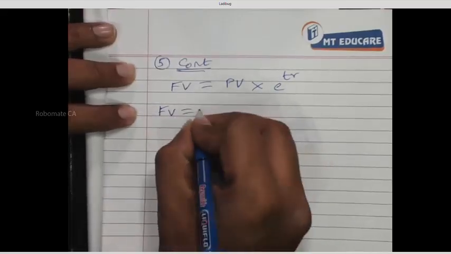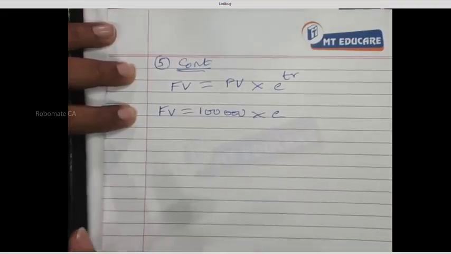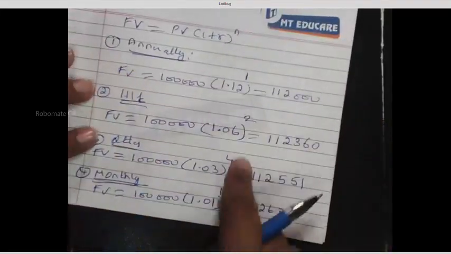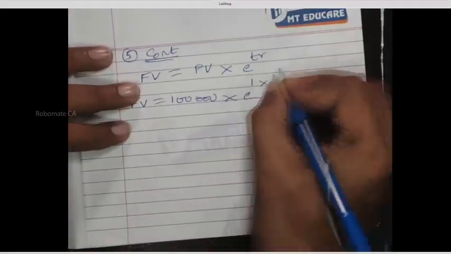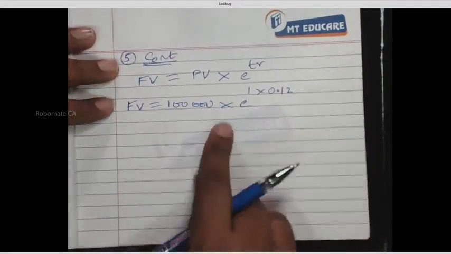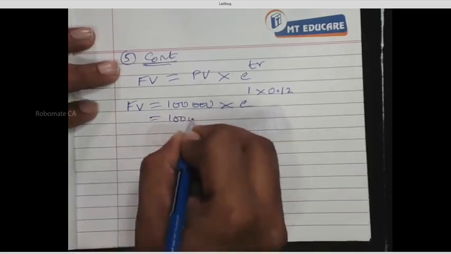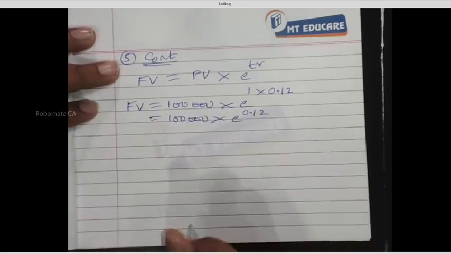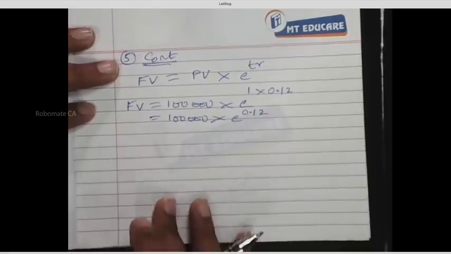Tell me, future value is equal to what? What is the present value? 1 lakh into e power. I am depositing for how many years? 1 year. Understand that in all the examples, I am depositing only for 1 year, at what interest rate? 0.12. So e power 1 into 0.12. If I simplify, it is 1 lakh into e power 0.12. If I multiply this, I'll be getting the value. Everybody yes or no?